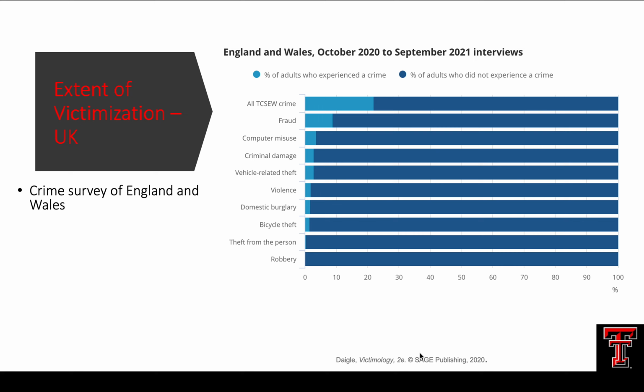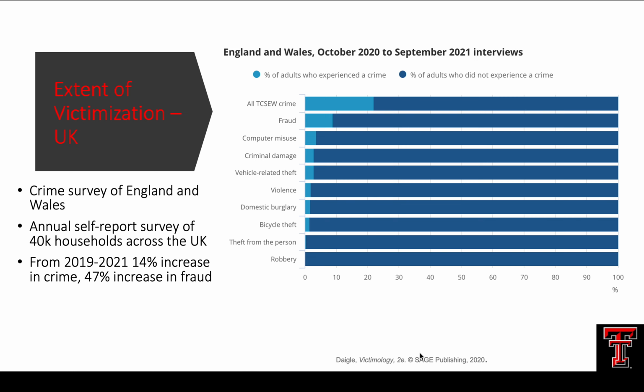The Crime Survey of England and Wales, again, is another similar survey. It's an annual self-report survey of about 40,000 households across the UK. They did find a 14% increase in crime from 2019 to 2021, probably due to COVID-related factors, and a 47% increase in fraud. This is around the same increase that we found here in the United States as well.